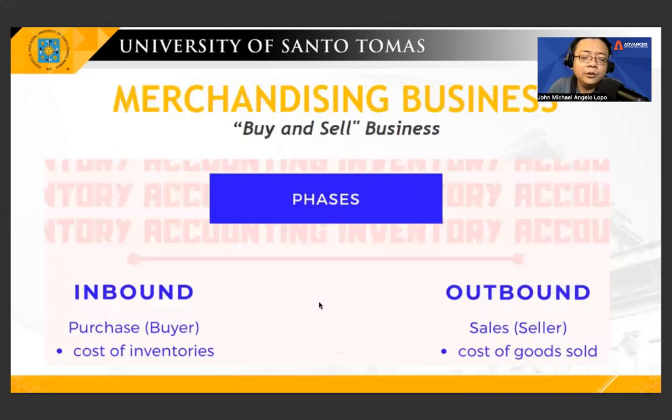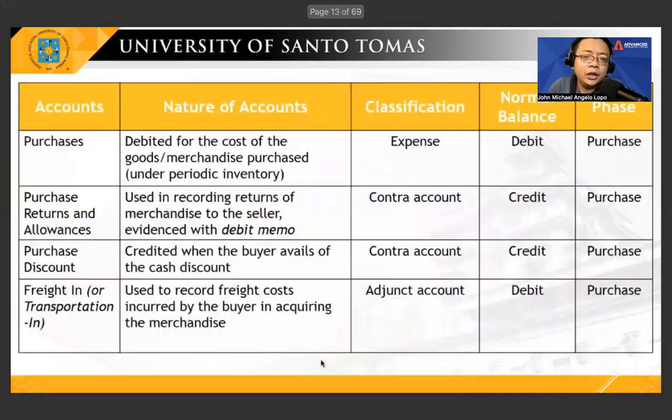So in terms of the merchandising business, again, it is buy and sell. So these would be the phases of merchandising. Inbound, so you are the one who buys the product or the inventories, and outbound is the one who sells. So you have your sales or cost of goods sold. Okay. New accounts.